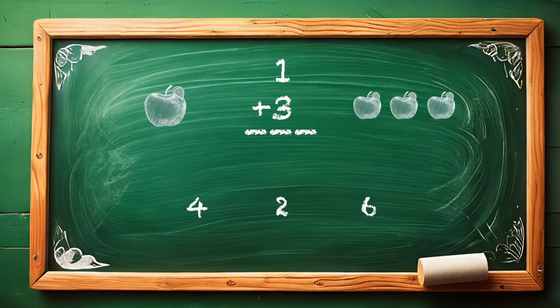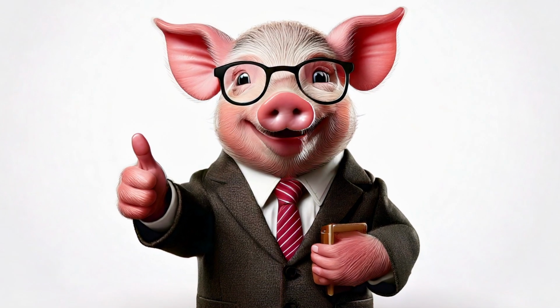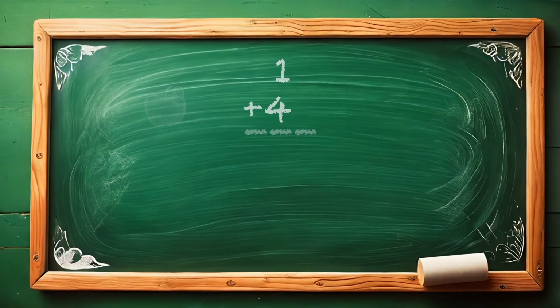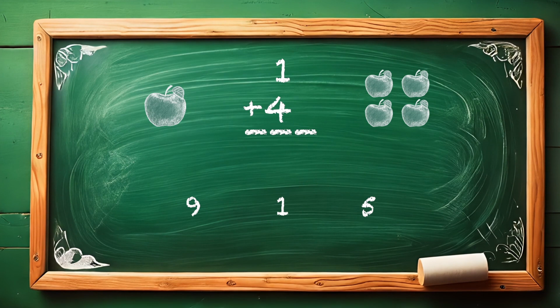If you have 1 apple plus 3 apples, do you get 4 apples, 2 apples, or 6 apples in total? 1 plus 3 equals 4. If you have 1 apple plus 4 apples, do you have 9 apples, 1 apple, or 5 apples in total? 1 plus 4 equals 5.